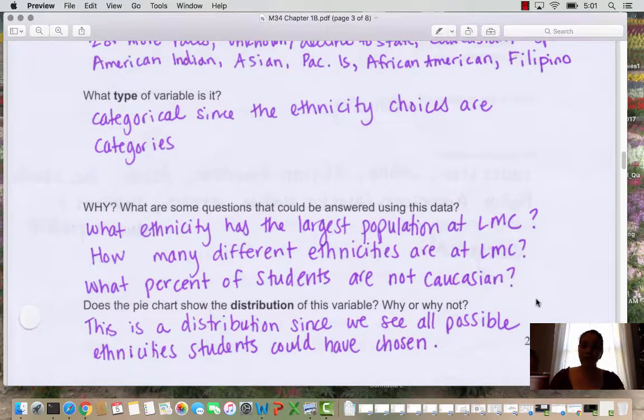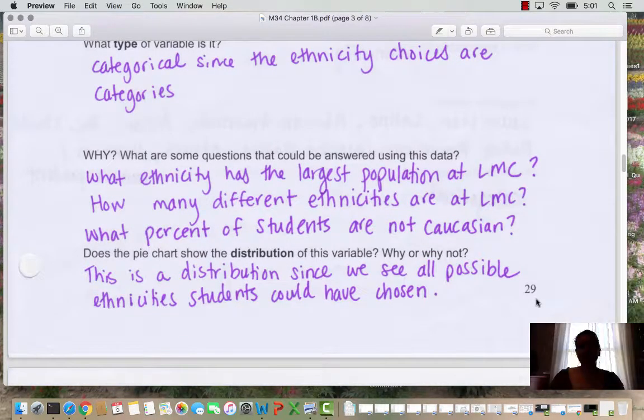And then why? What are some of the questions that could be answered using this data? You might ask, what ethnicity has the largest population at LMC? How many different ethnicities are at LMC? What percent of students are not Caucasian? Any sort of question related to the variables here would be an okay answer for this.